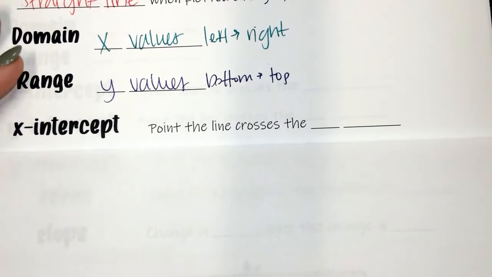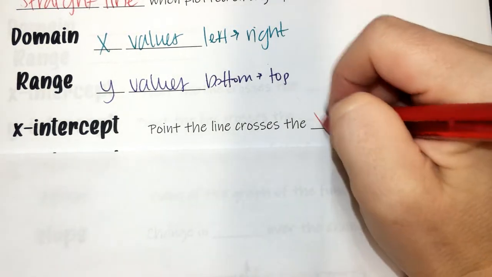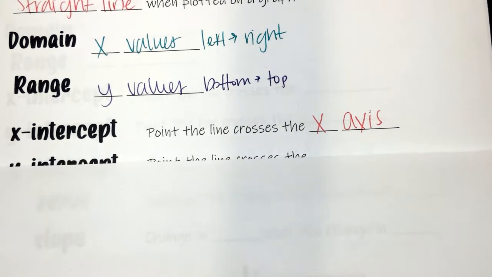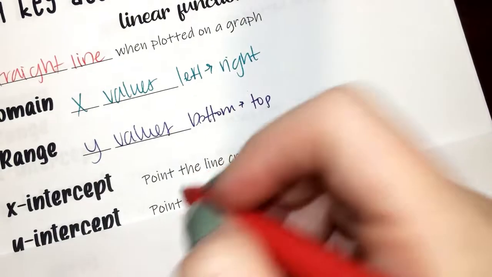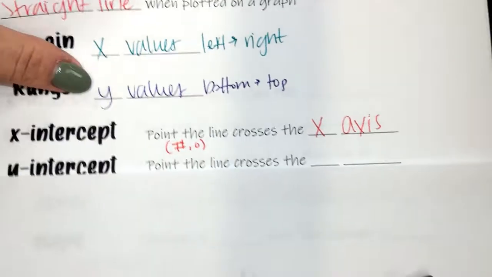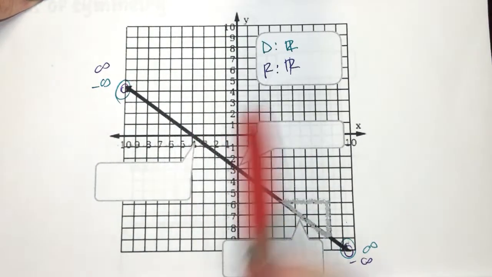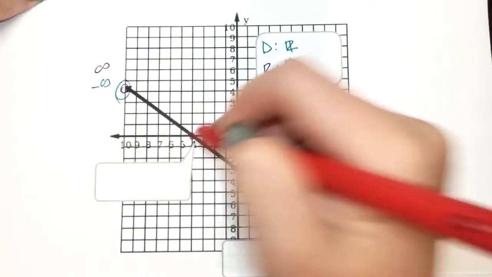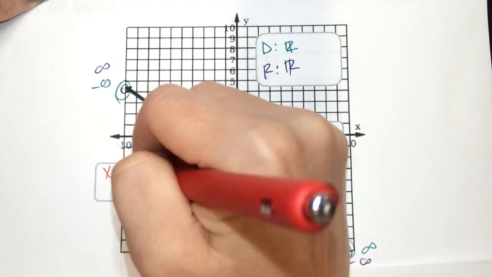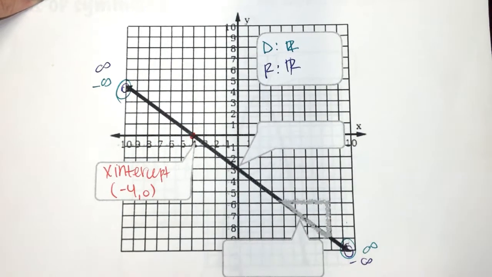All right, some unique attributes. The x-intercept is the point at which the line crosses the x-axis, and that point is always going to be written as the number it crosses at, comma, 0. So there is our x-axis, and we scan and see that it's crossing right here, so this is my x-intercept. And we write that at that number, that's -4, comma, 0.